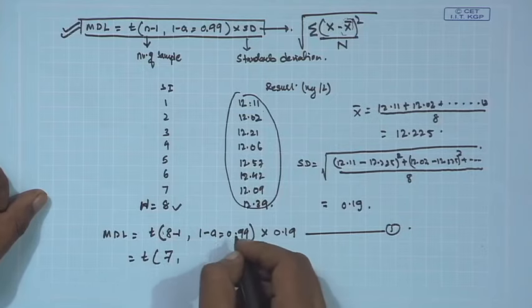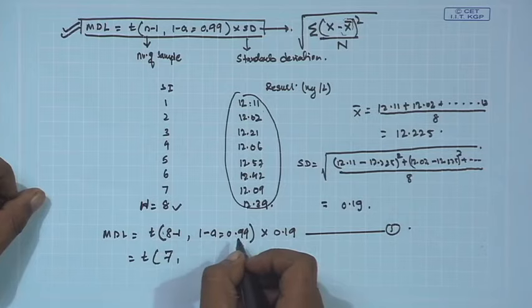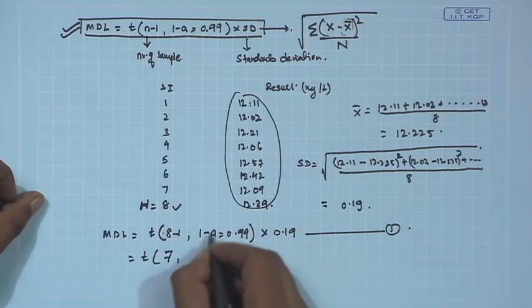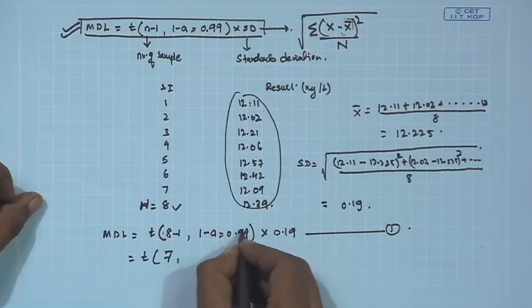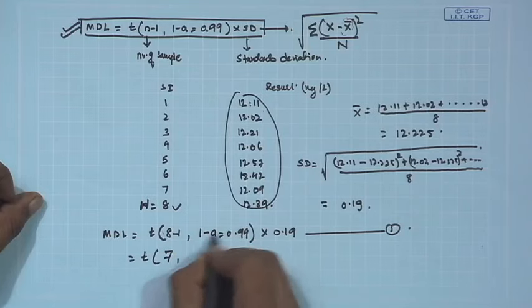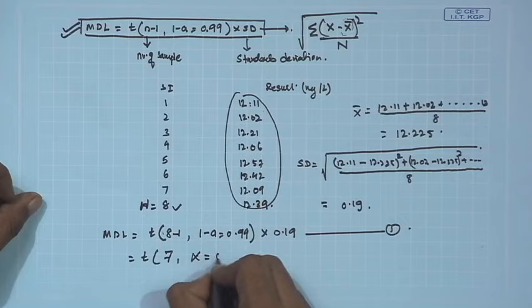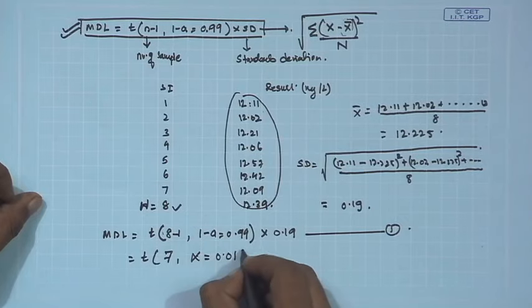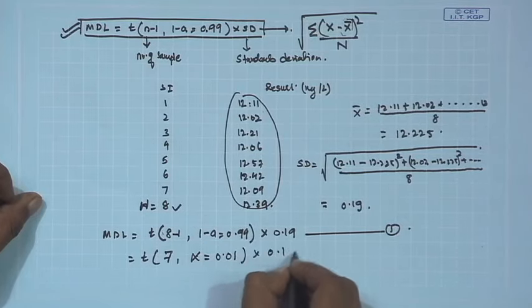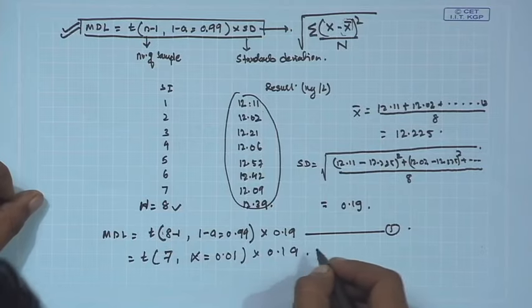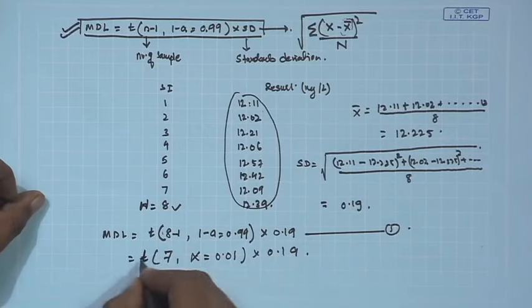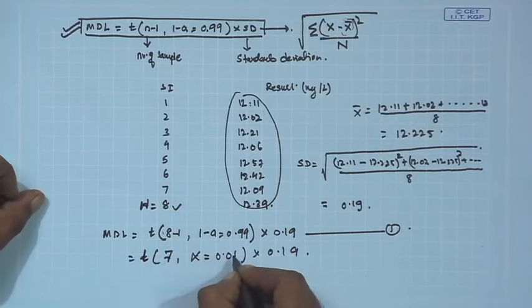To check the value in the Student's t-test table, we need to find the value of alpha for the 99% confidence level. If we rearrange this, the alpha value will be 0.01, multiplied by 0.19. So, how do we know the value of t for degree of freedom 7 and alpha value 0.01?